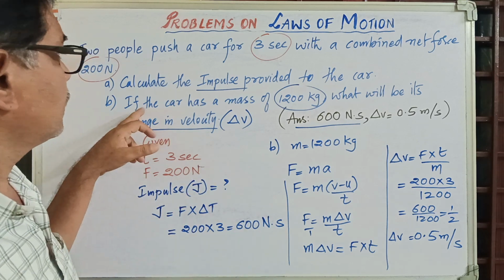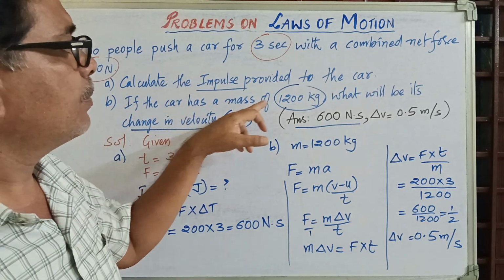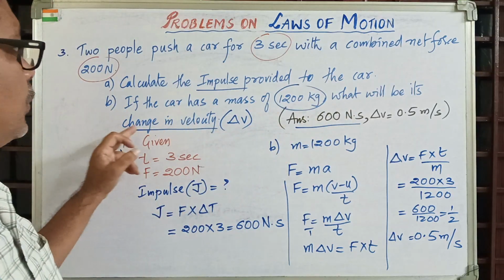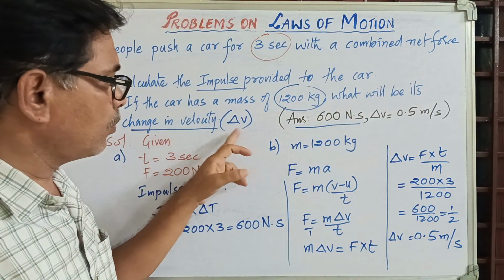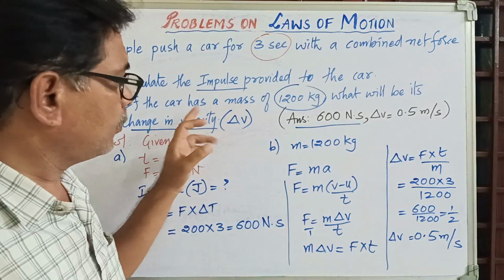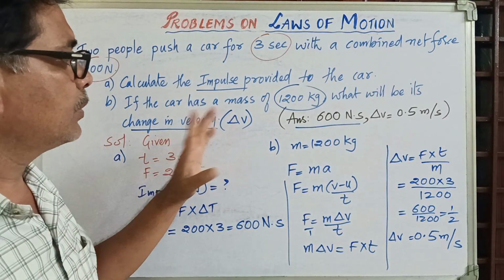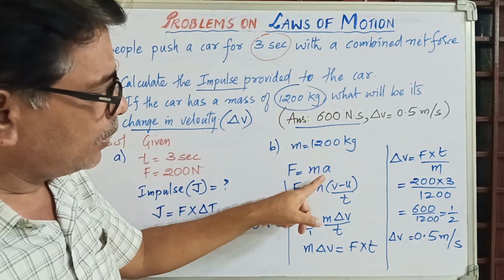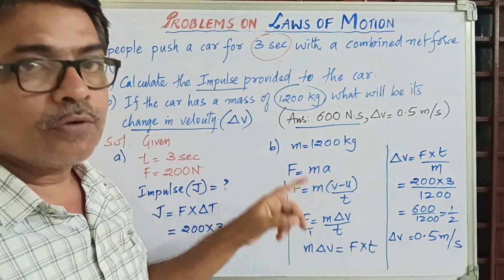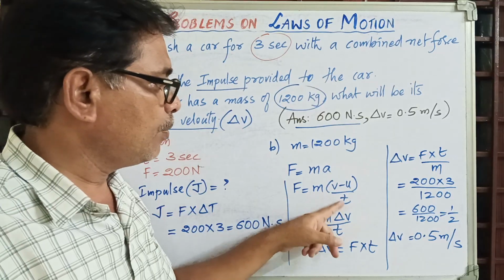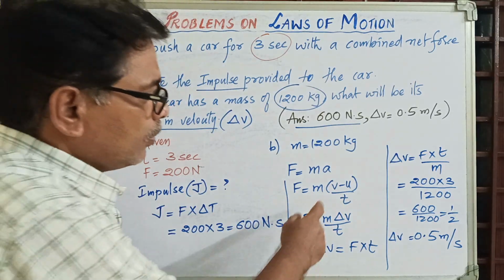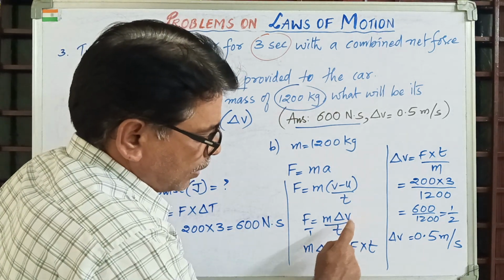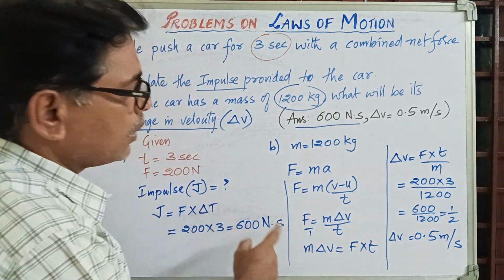Then second case, what is that? If the car has a mass of 1200 kg, what will be its change in velocity? So this I wrote. You don't find this in problem. You should understand that change in velocity means delta V. So Newton's second law, F is equal to ma. Then a means what? Rate of change of velocity. That is v minus u by t is a. Now v minus u is nothing but delta V. So delta V by t. So we are supposed to calculate delta V.